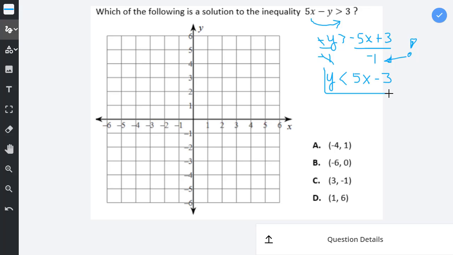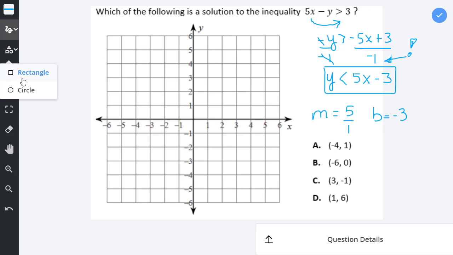Now that I have the y alone, I can identify my slope and my y-intercept. My slope is 5 over 1, and my b is negative 3. Now I'm ready to graph my line and shade. In order to do that, I look at the inequality sign, and I see that the symbol is less than without the little dash underneath, so that means my line is going to be dotted. And my points are going to be empty points.